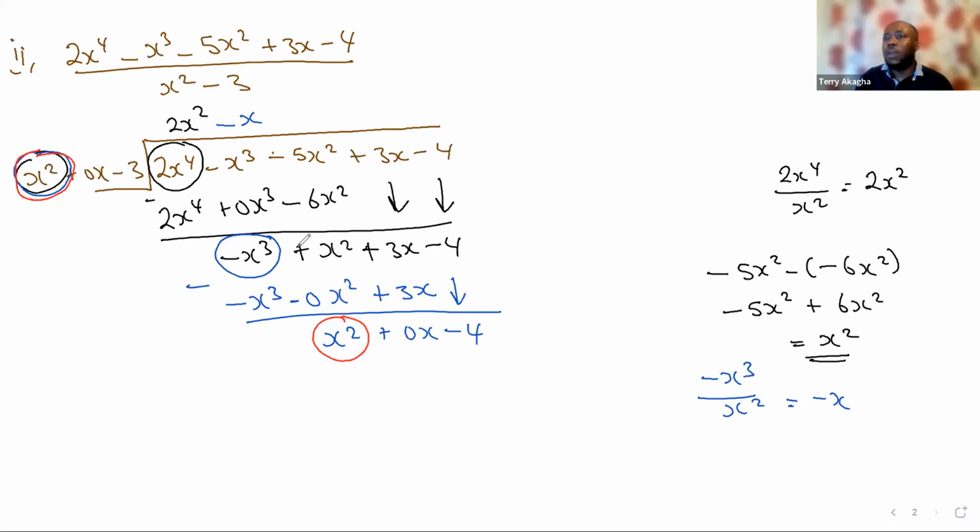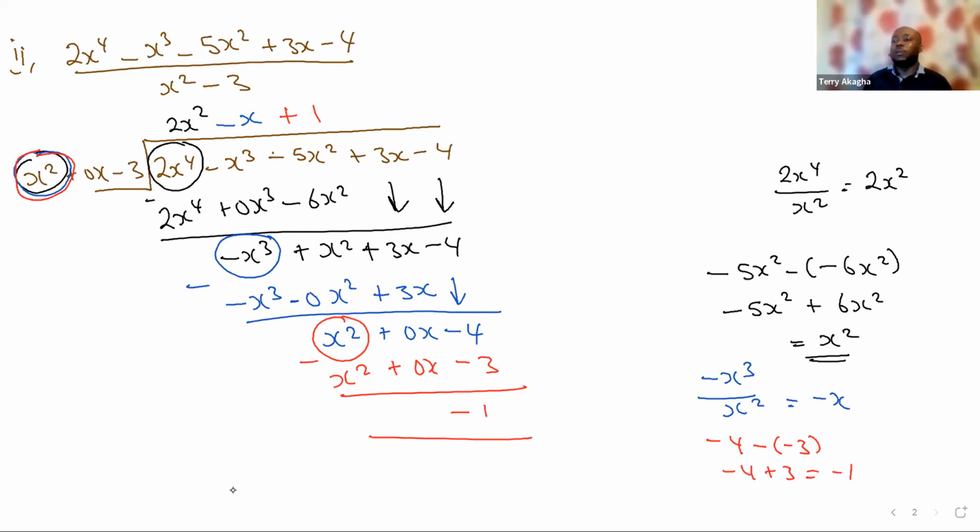So x squared divided by x squared is going to give you 1. So 1 times this is going to give you x squared. 1 times 0 is going to give you 0x. And it's going to give you minus 3. Then you subtract. So we're going to have minus 4 minus 3, and that will give you minus 4 plus 3. And that will give you minus 1. So it's going to give you minus 1. And that should be the answer for that.